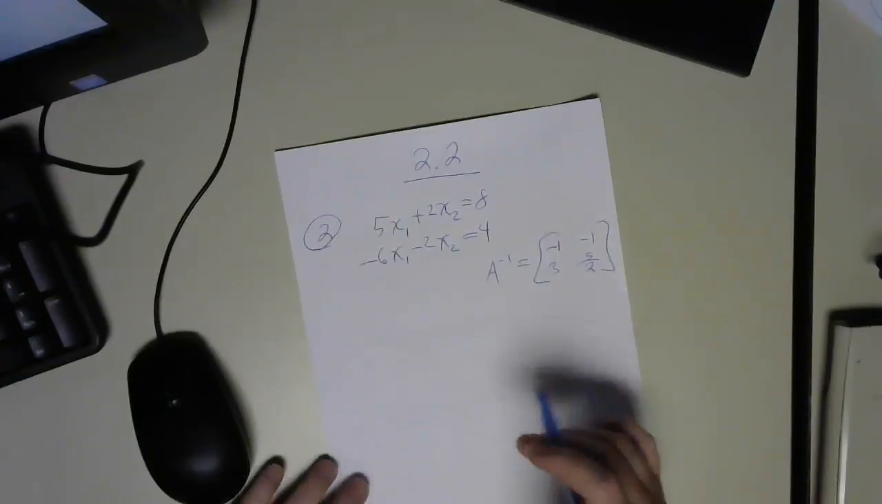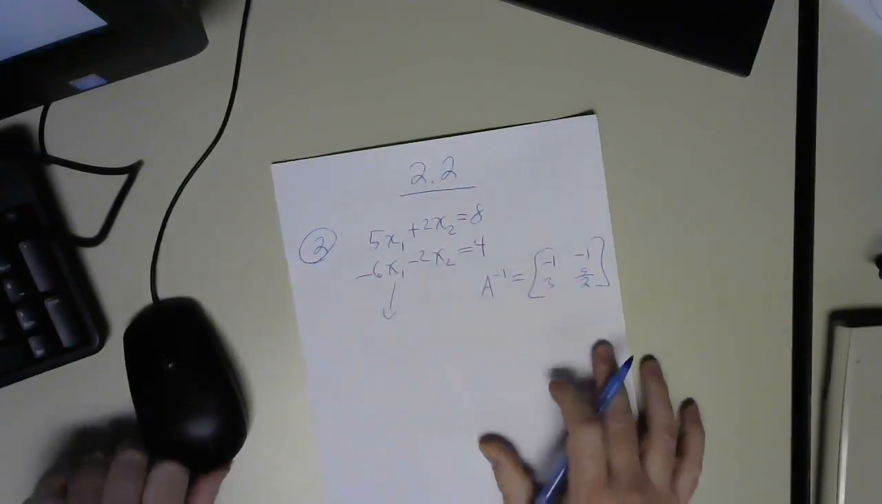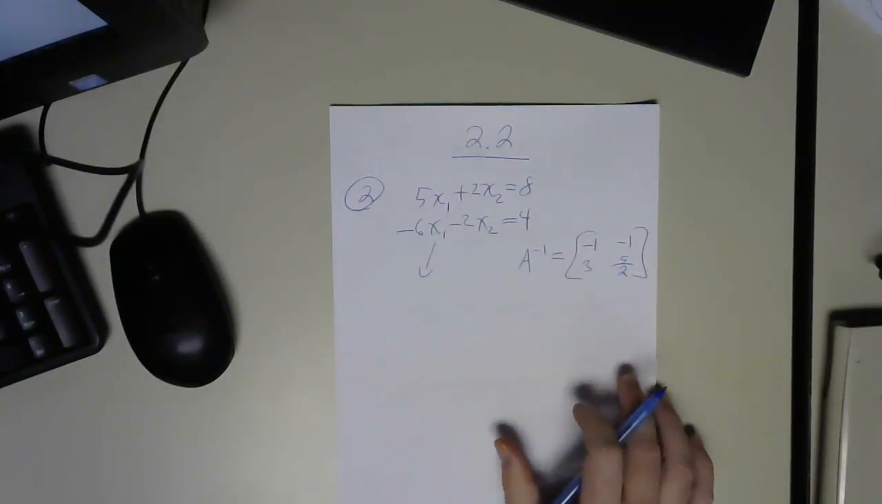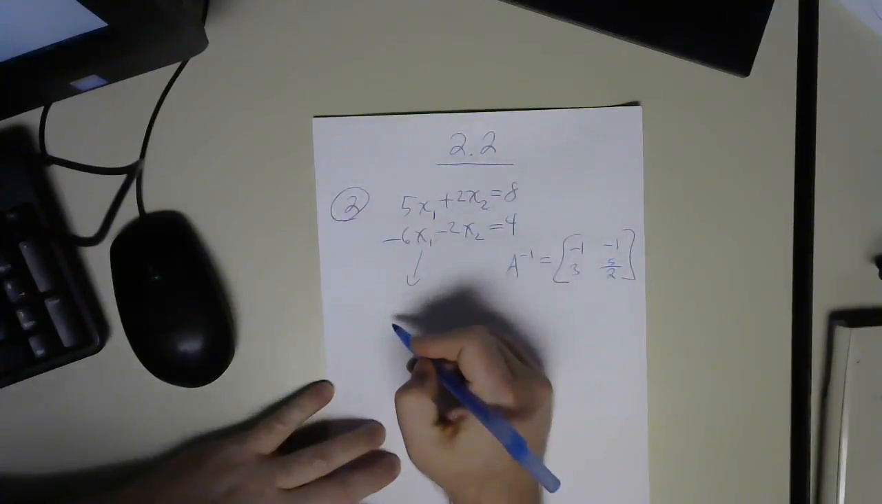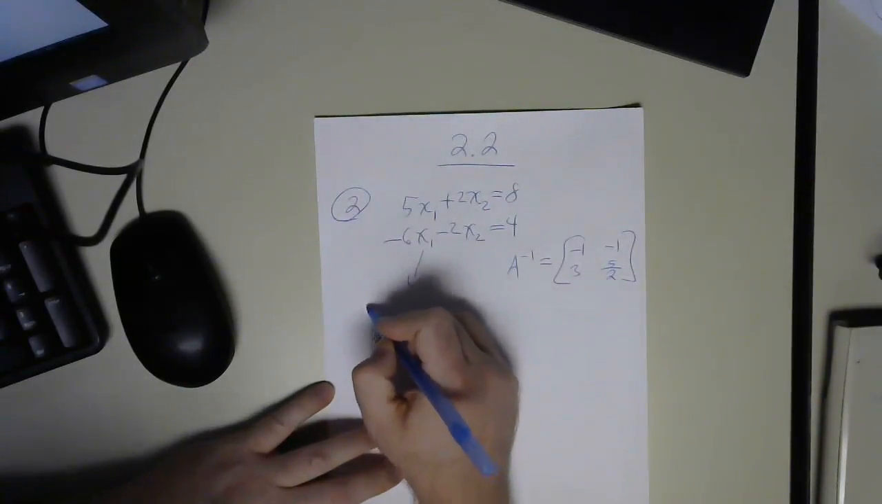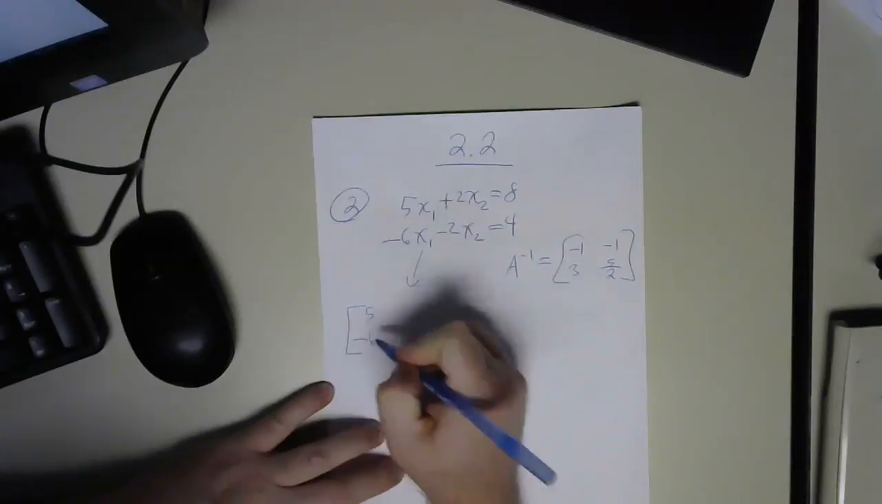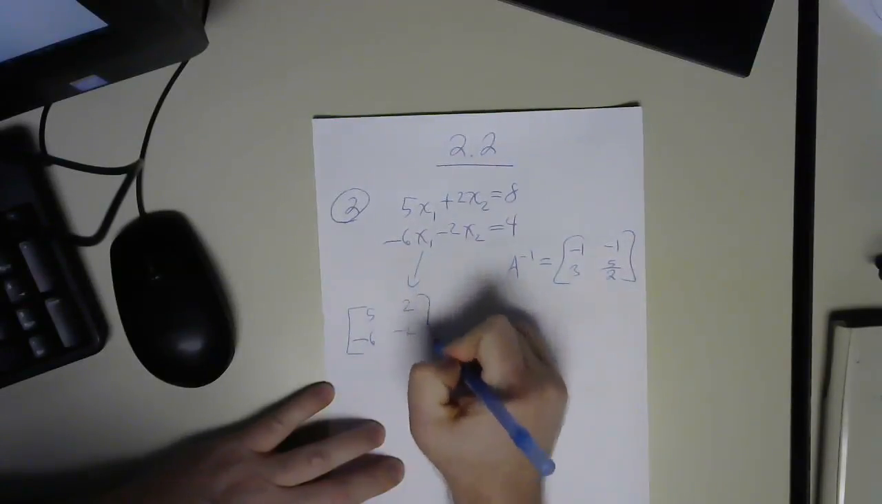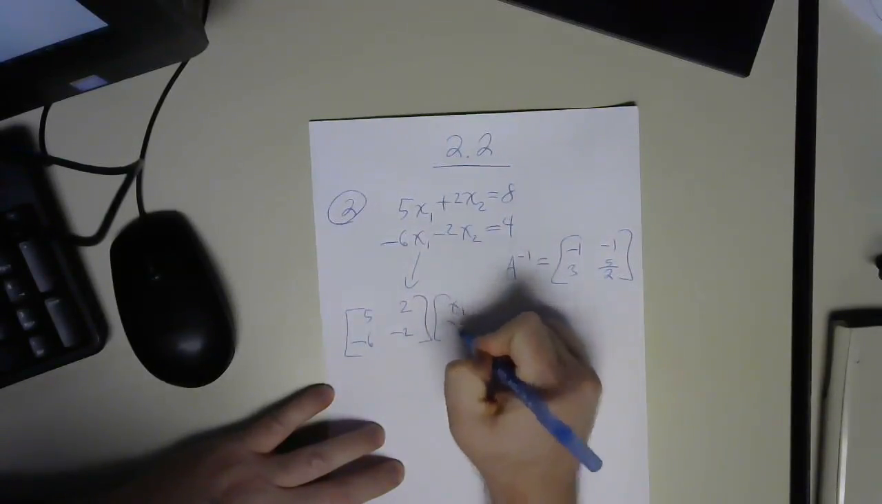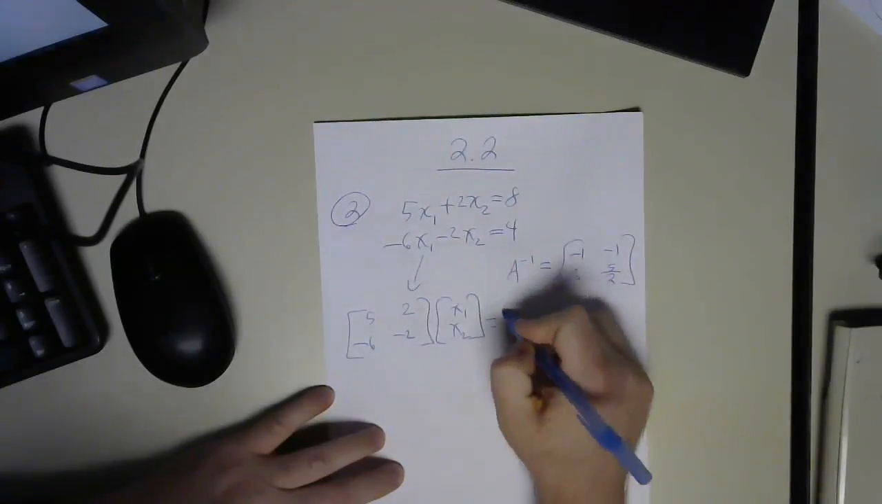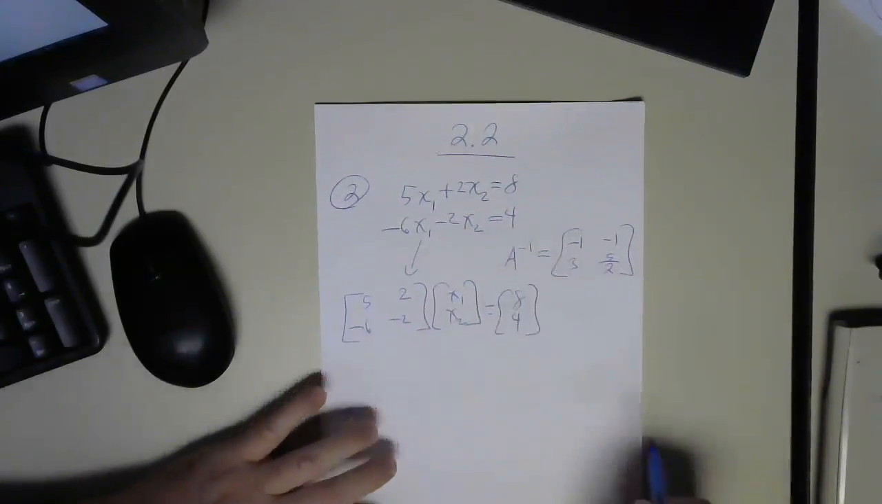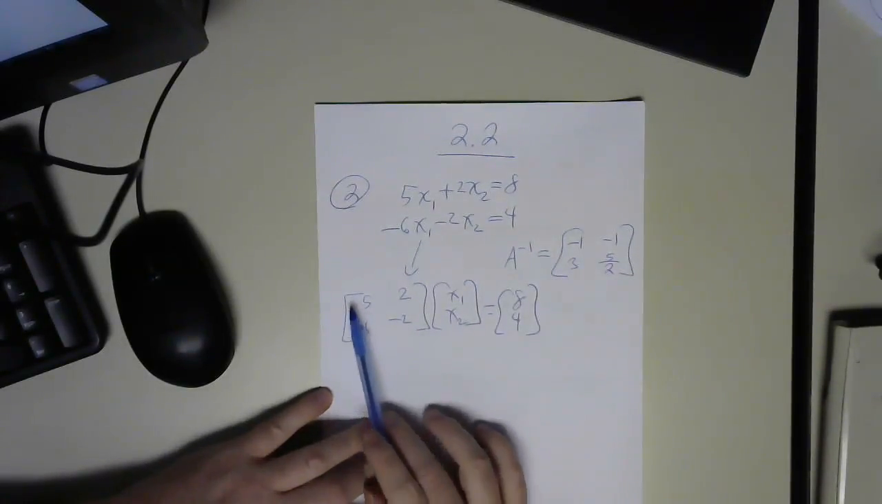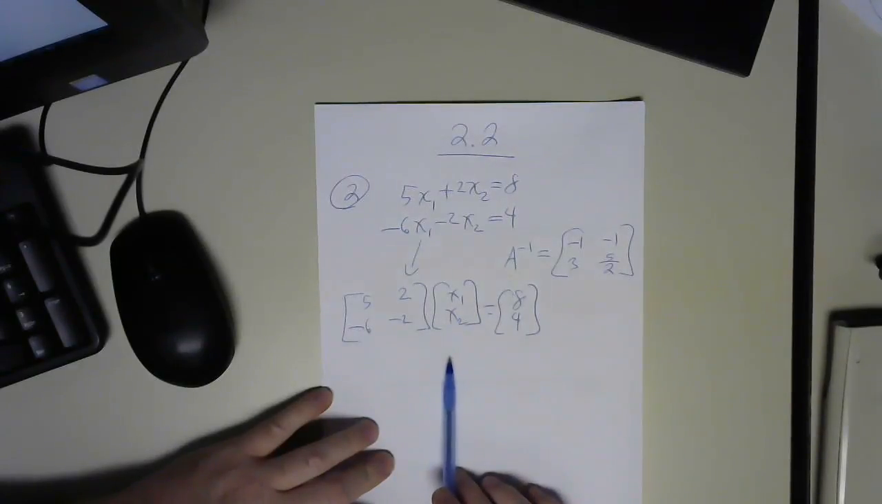All right, so you might recall, and we did this quite a while ago in one of the sections, that you can always change a system of equations into a matrix equation. If you write down the coefficient matrix and multiply it by the column variable matrix, and then set it equal to the constant matrix, that's equivalent to the original system.